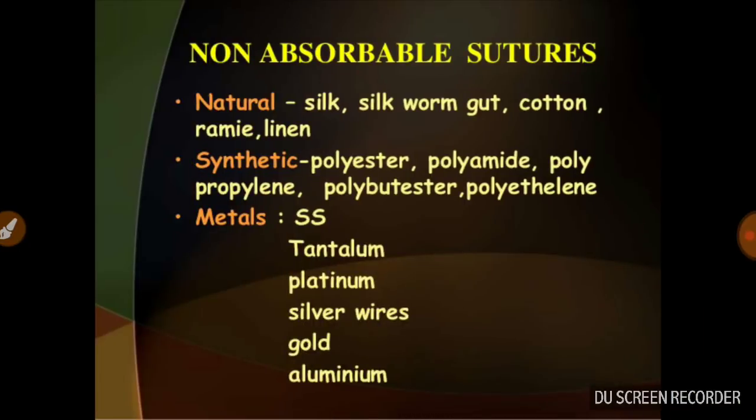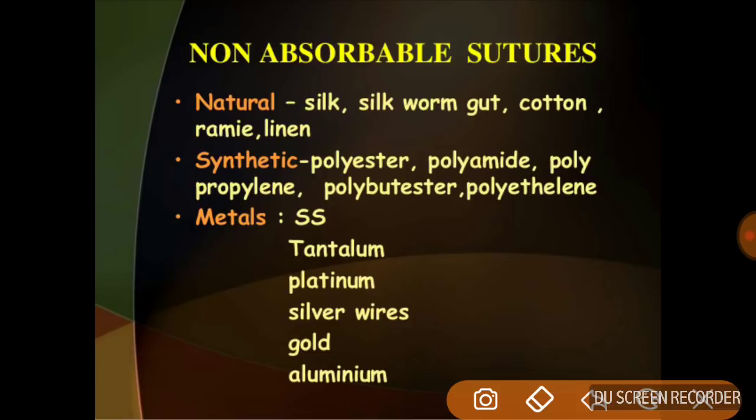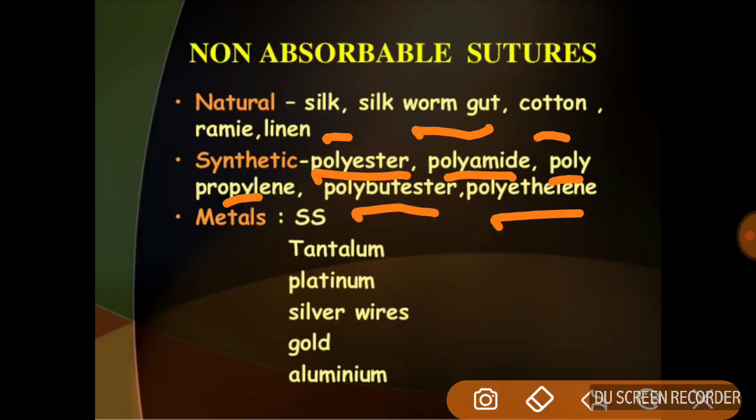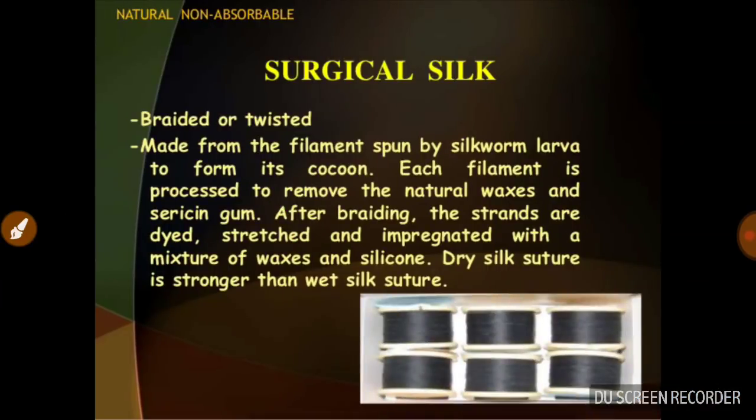So coming to non-absorbable sutures, very important now. Natural, synthetic, metal. So note it down in whatever book, copy or page you are having. Natural are silk, gut, cotton, ramie, linen. Synthetic, already told: polyester, polyamide, polypropylene, polybutester, polyethylene, and metal: tantalum, platinum, silver foil, gold, aluminium. So many. So surgical silk.